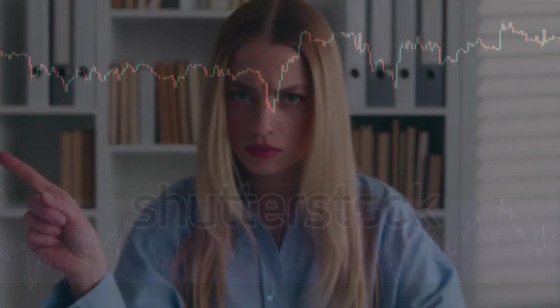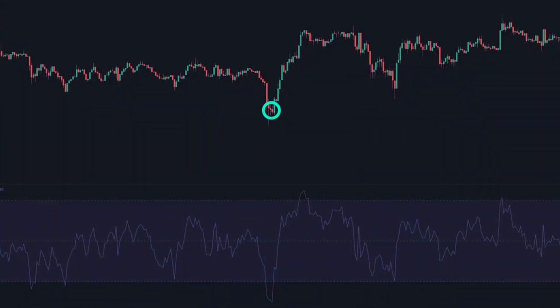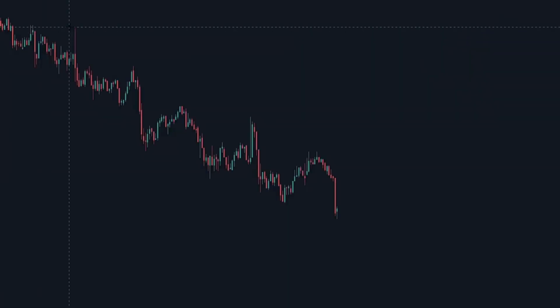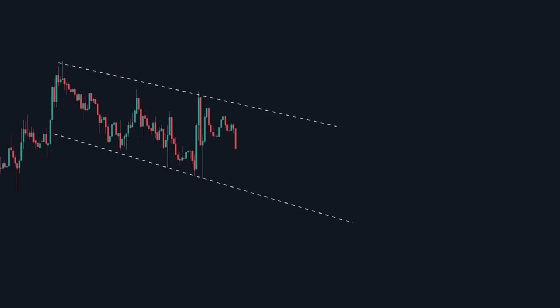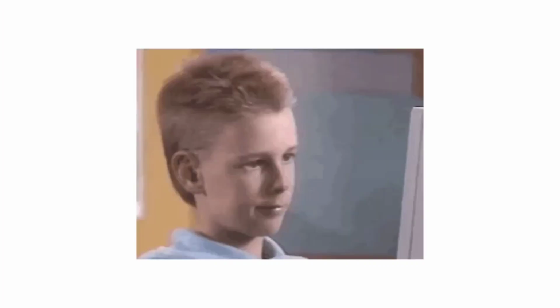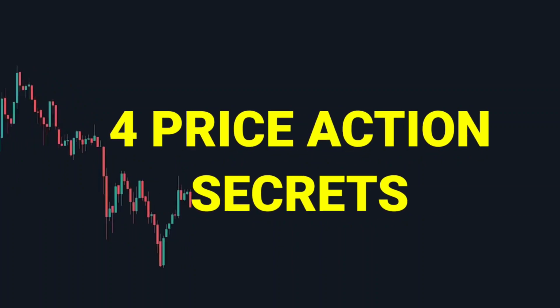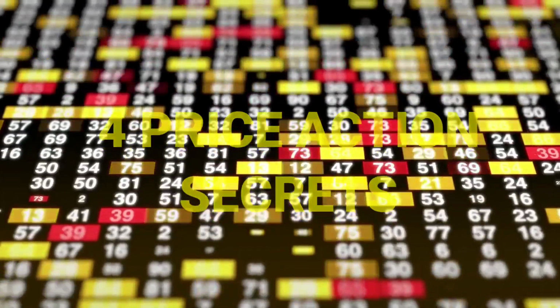Now, don't take me wrong, I am definitely not saying to never use indicators. Indicators can 100% help you make unbiased decisions when trading, especially when paired with price action. But what I am saying is, if you want to become a successful trader, you definitely need to understand price action. That way you can take trades that you are confident in. That's exactly what I am going to show you in this video, 4 price action secrets that will help you trade more successfully and make you a better trader. Let's get straight to it.